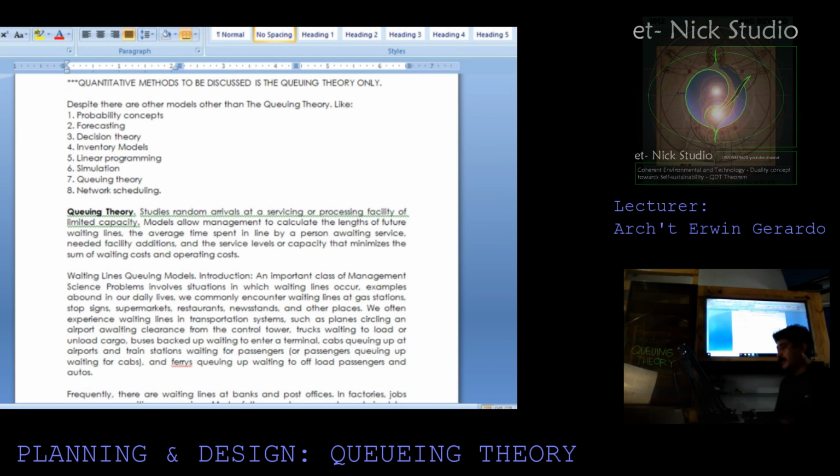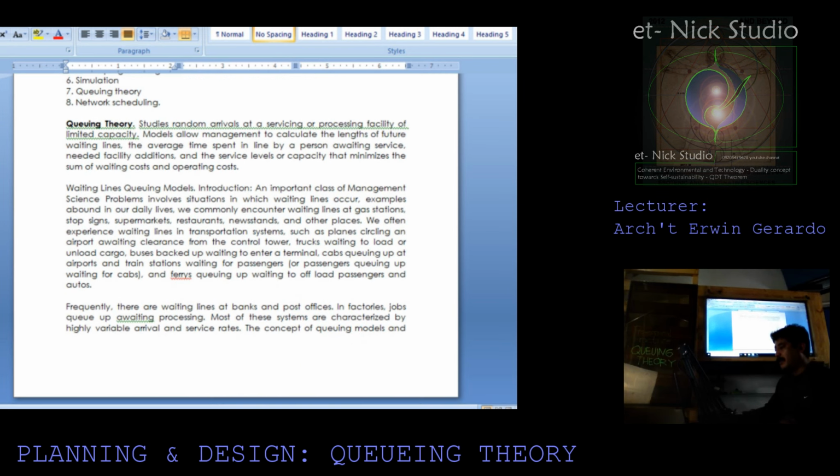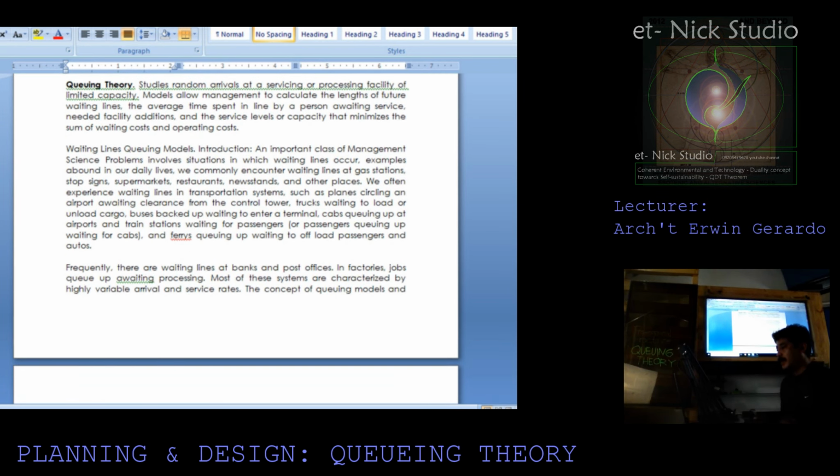The quantitative method to be discussed is queuing theory only. Although there are other models besides queuing theory, like probability concepts, forecasting, decision theory, Markov models, linear programming, simulation, and number 8 is network scheduling. This topic will only cover queuing theory.